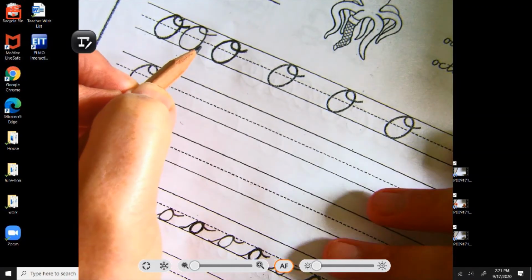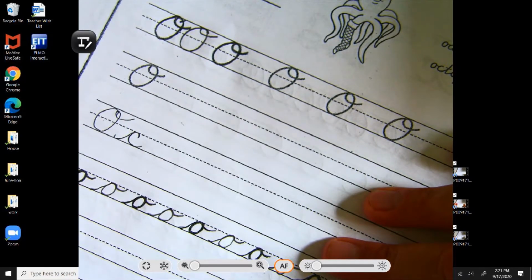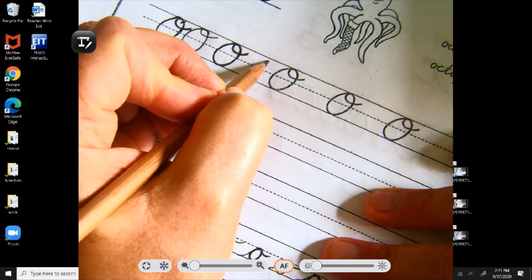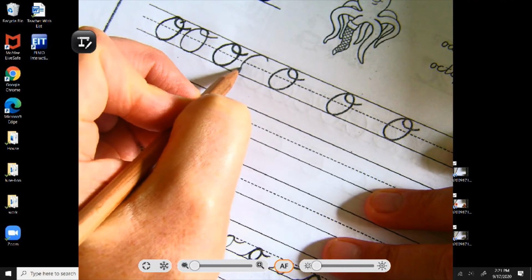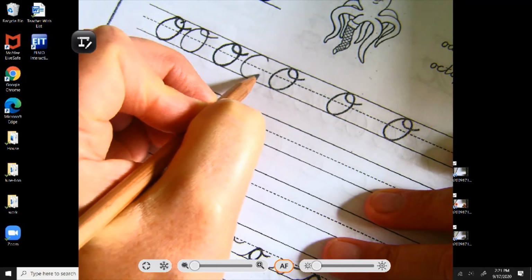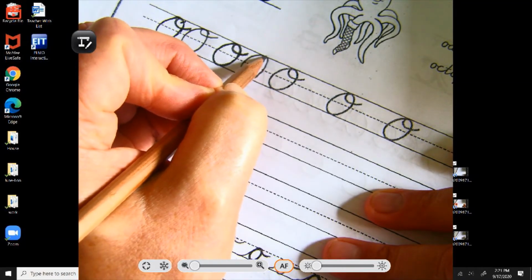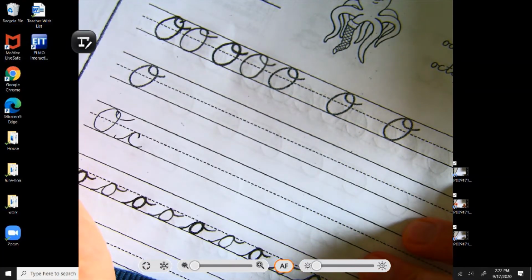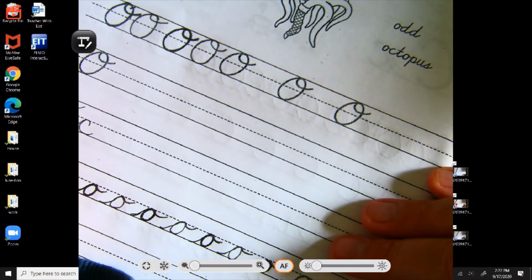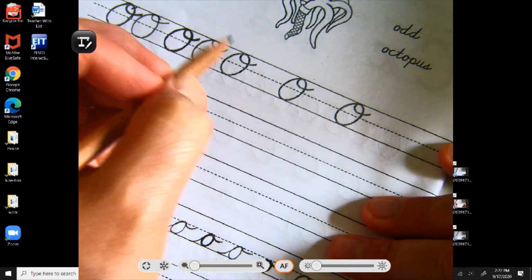Watch me do one more, please. Really careful watching. I'm starting just past the top line, curving around, baseline, closing the loop, wisp of hair. All right, pencils up. Oh, I think you're ready.